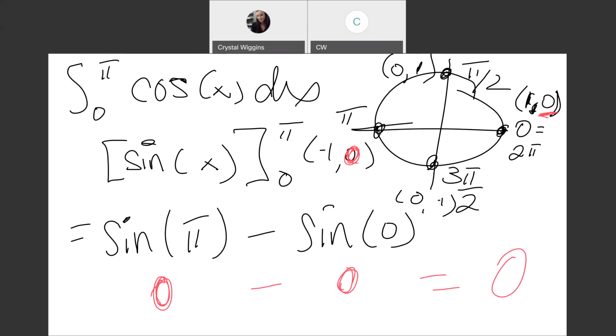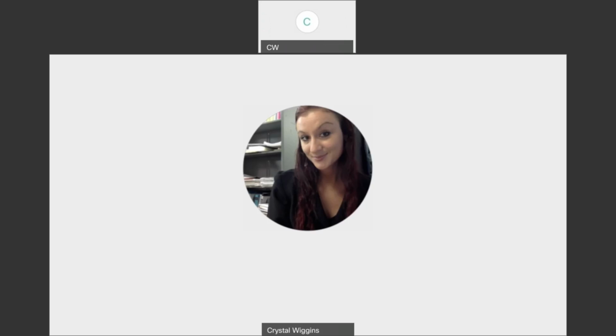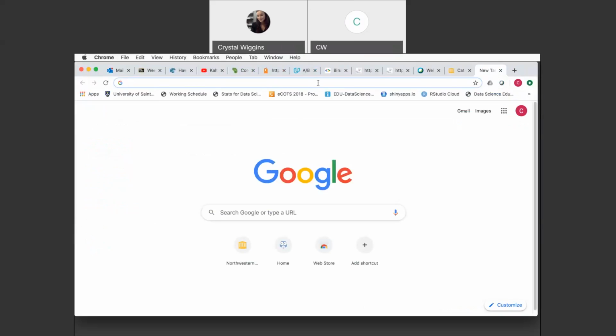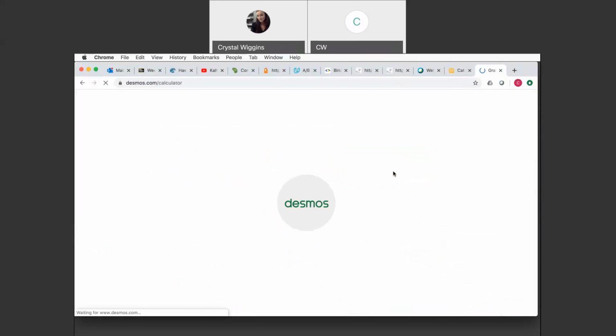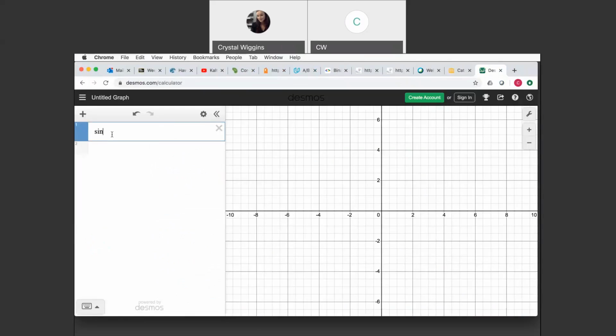All this means is from 0 to pi, we have equal amount of area above the x-axis as we have below the x-axis. Okay, and actually, does it make sense? That would be 0 to 2 pi. We would have a full cycle. Let's take a look at the graph together. Let's jump to one of my internet windows and let's go to Desmos. We've used Desmos in class before. And let's take a look at this sine function, sine of x from 0 to pi.